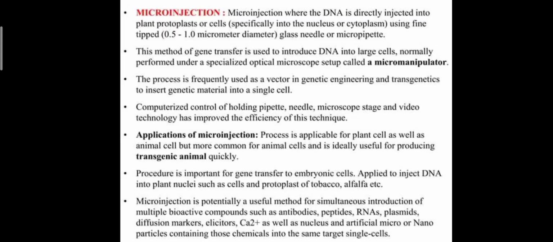Computerized control of the holding pipette, needle, microscope stage and video technology has improved the efficiency of this technique. Applications of the microinjection process: this process is applicable for plant cells as well as animal cells, but is more common for animal cells, and it is ideally useful for producing transgenic animals quickly.